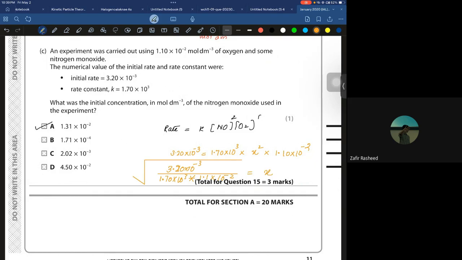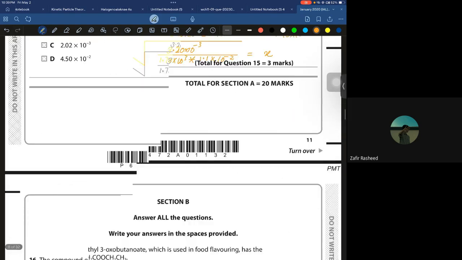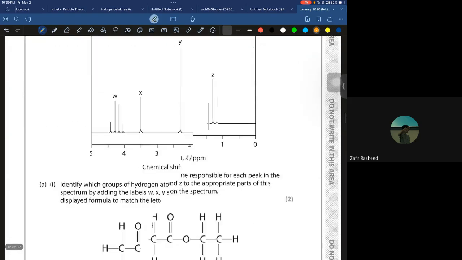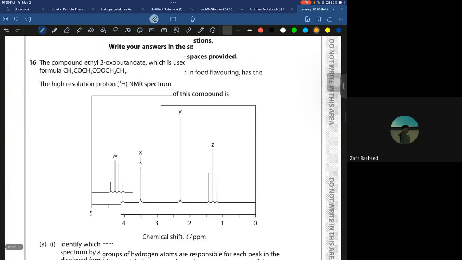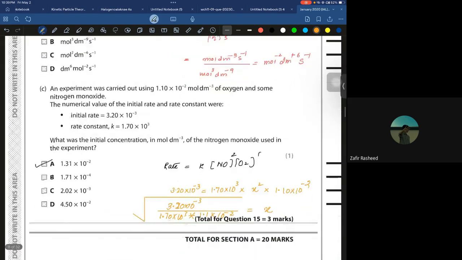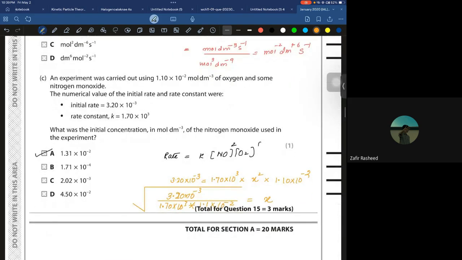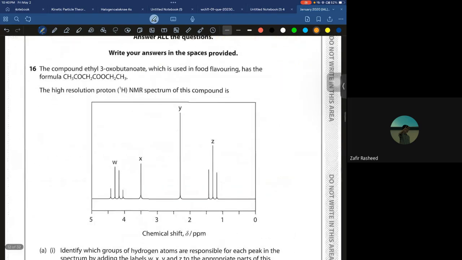So then you can solve it and then you will be getting the answer accordingly. Okay, got it? Yes, sir. Okay. So I got 0.013, means answer A is correct, right? Yeah. Nice.